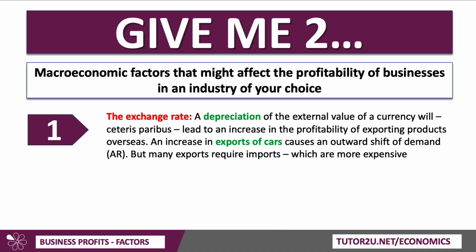A depreciation in the external value of the currency, for example, the pound falling against the euro or the dollar, ceteris paribus, other things being equal, will lead to an increase in the profitability of exporting goods and services overseas. Hopefully they'll sell more, so an increase in the volume or quantity of exports of cars, for example. If the pound is weaker, it causes an outward shift of demand. So you go back to our diagram before, the average revenue curve would shift out and increase profits.